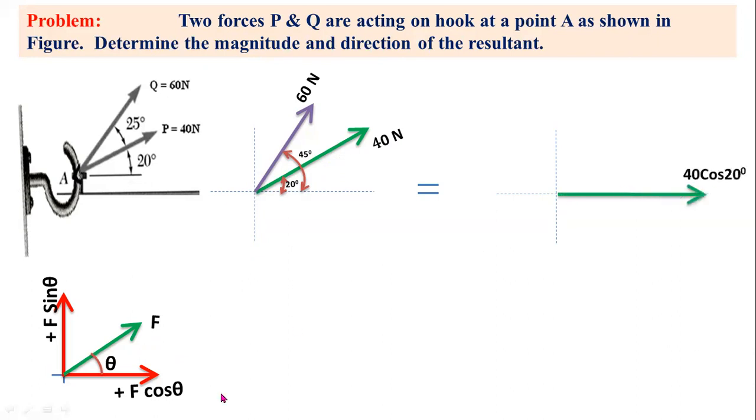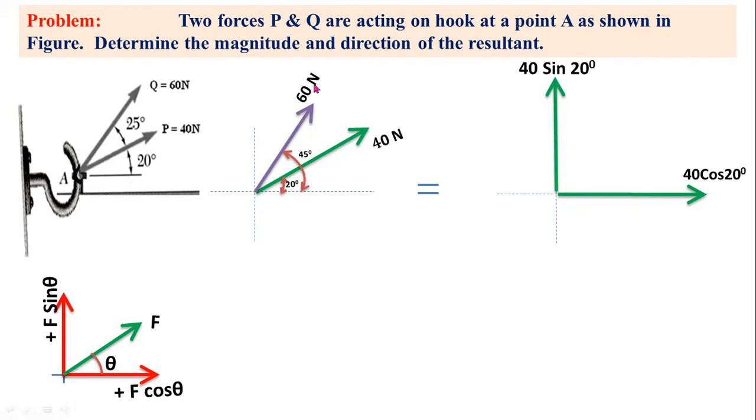Here the x component is plus F cos theta. F is equal to 40, so 40 cos 20. Here the angle is 20 degrees for the 40 newton force. And this is the vertical force, F sine theta, that means 40 sine 20 degrees. So here you can observe, I converted this inclined force of 40 newtons into horizontal force and vertical force. In a similar way, you have to convert this 60 newton force into x and y components by using the same formula.